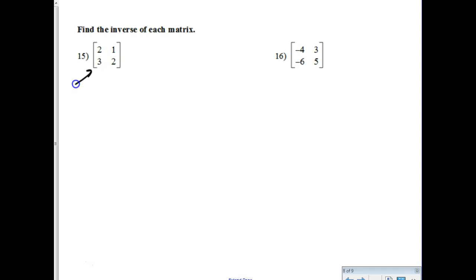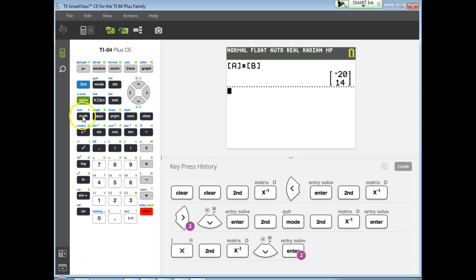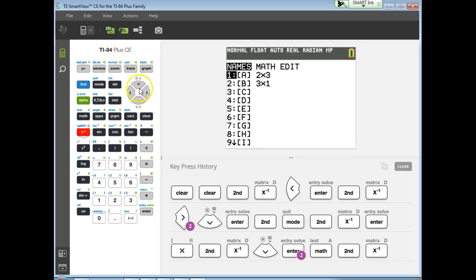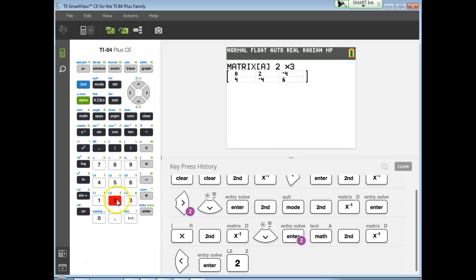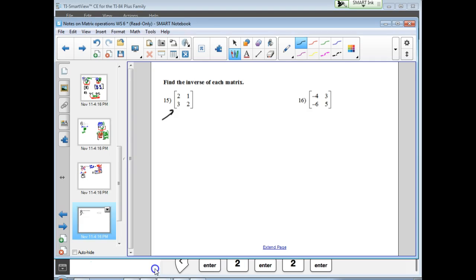I need you to enter this matrix into your calculator. You can enter it anywhere you want. I'm going to enter it into matrix A. And remember, your matrix is going to overtype. So if you go to the matrix menu and you edit, I'm going to go matrix A. First thing you're going to do is change the dimensions to 2 by 2. And then enter. The entries are 2, 1, 3, 2. All right, check.